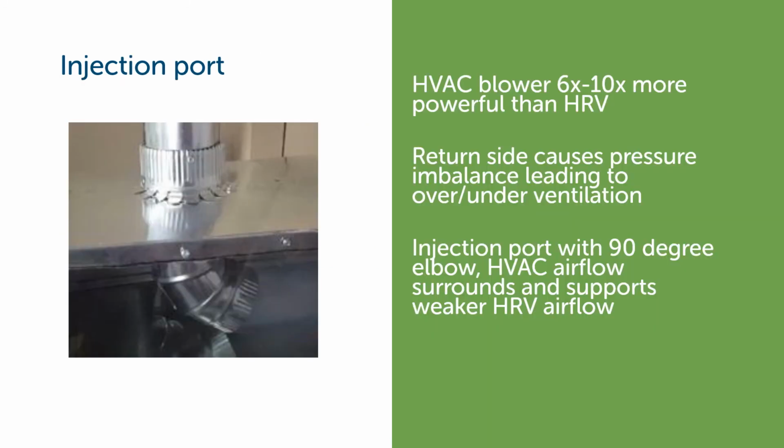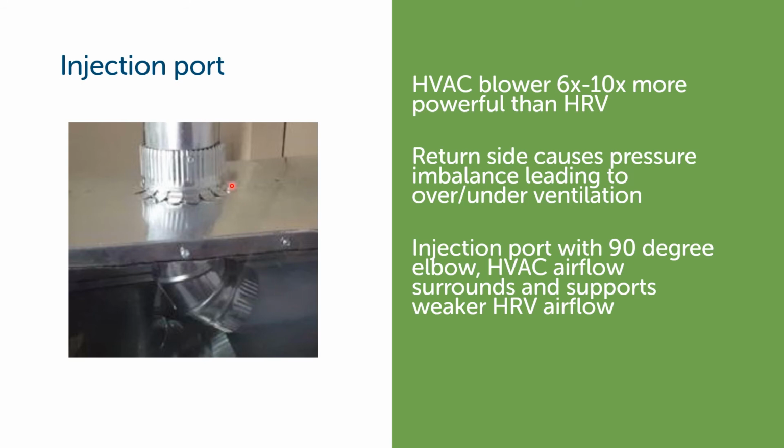And here's the injection port. What it is, the fresh air from the HRV is coming down through here and dumping out of this elbow into the duct trunk. The front of the duct trunk has been removed here so we can see what it looks like. This actually is really effective. The airflow in the trunk pulls the air off the end of this elbow and mixes it in nicely.